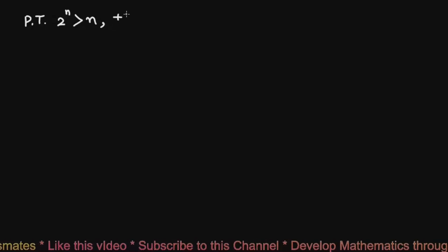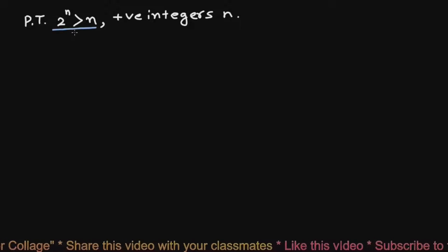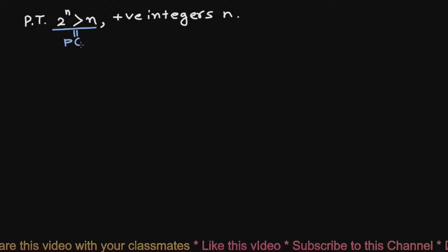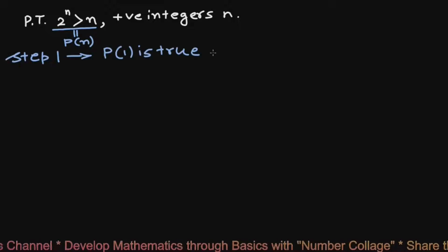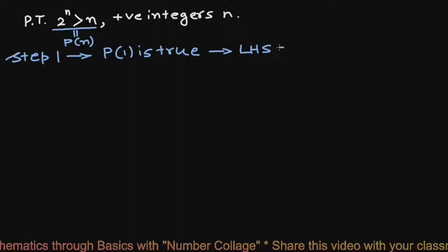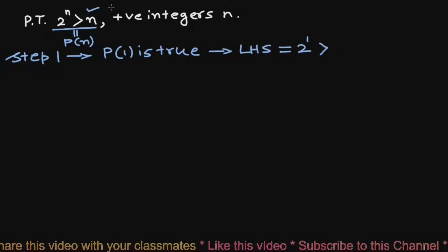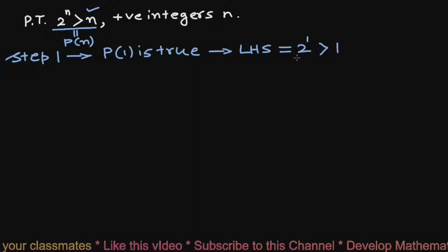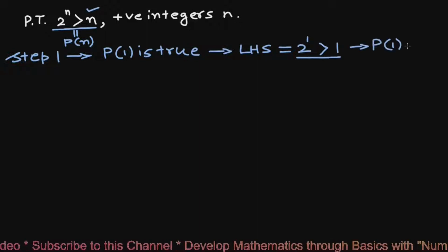Prove that 2 raised to n is greater than n for all positive integers n. We will assume 2 raised to n greater than n to be the statement Pn. In step 1 we will prove P1 is true. So left hand side will be 2 raised to 1, which will be greater than the right hand side n, that is 1. So 2 greater than 1 is a true statement, which proves that P1 is true.